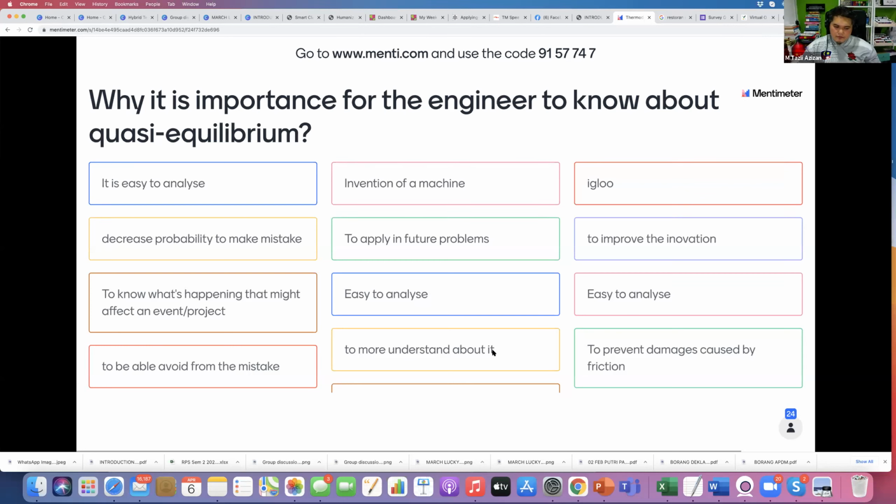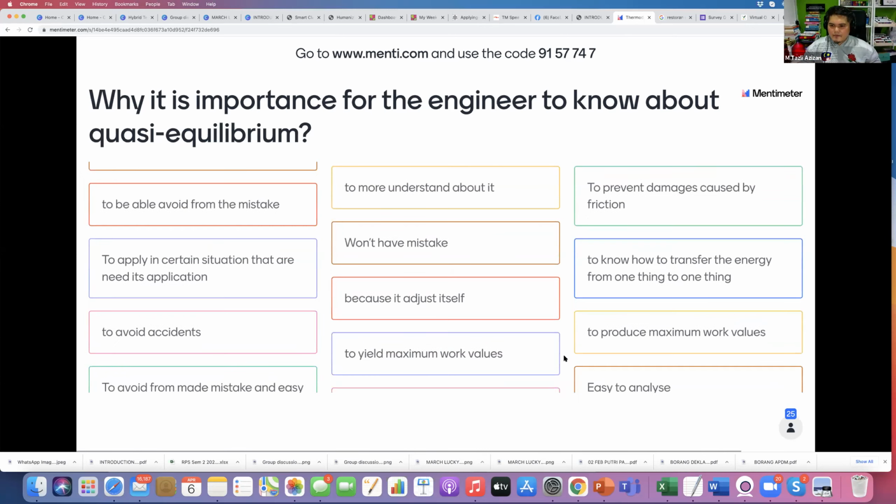If you do not know about it, then it causes a lot of forced work that needs to be done. Then it costs you more during your estimation or prediction. So by knowing about the quasi-equilibrium status, it saves you a lot. Whenever you want to do some kind of invention, you know what's going on, and then you can work on the quasi-equilibrium state to make it a much more efficient process, much more efficient equipment, rather than putting a lot of work to make sure that the equipment works. So that is why we need to know about quasi-equilibrium.